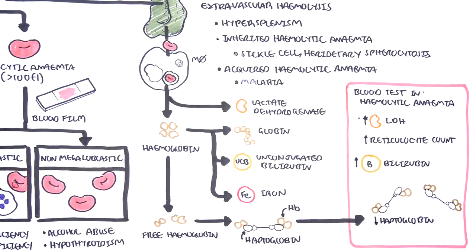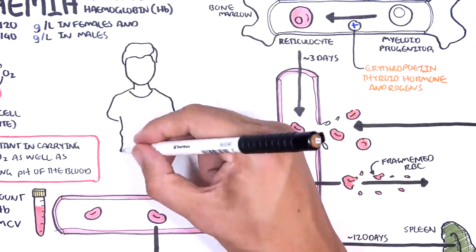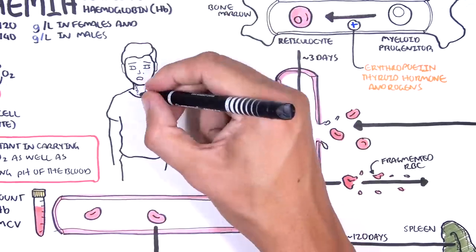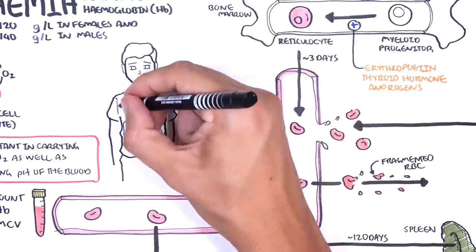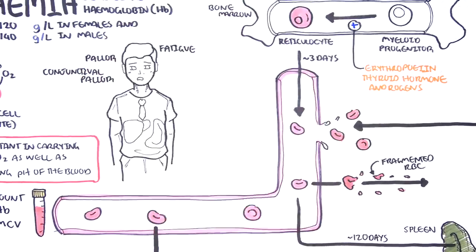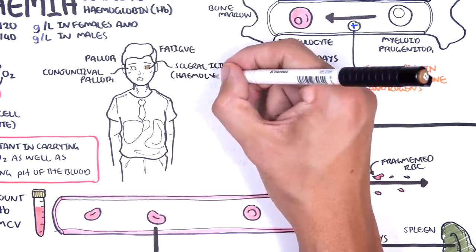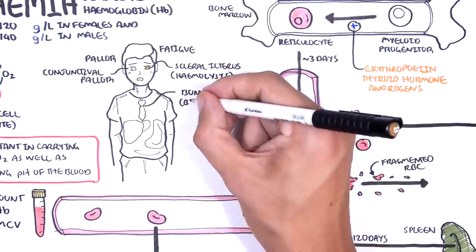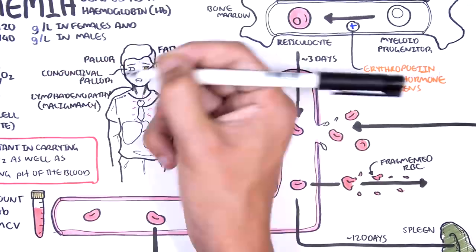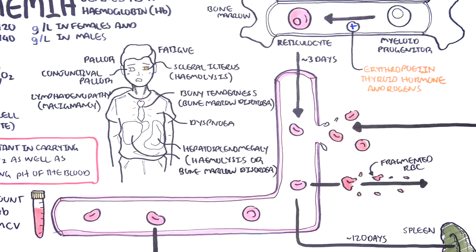Red blood cells, as mentioned, are very important in carrying oxygen to the body, providing energy for the cells. Therefore, with low amounts of red blood cells, you can have signs of basically fatigue and low energy. A person with anemia can therefore present with pallor, conjunctival pallor, fatigue, scleral icterus if you are thinking hemolysis, bony tenderness if you are thinking bone marrow disorders, lymphadenopathy if you are thinking infection or malignancy, dyspnea, and hepatosplenomegaly if you're thinking hemolysis or bone marrow disease.